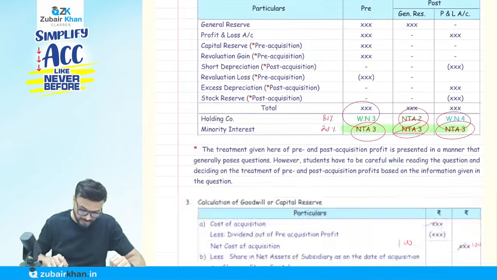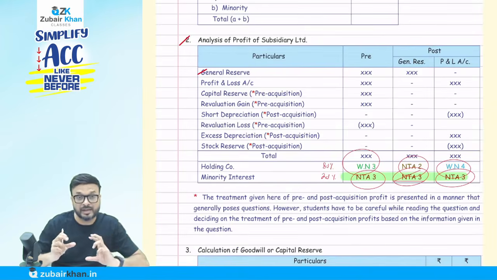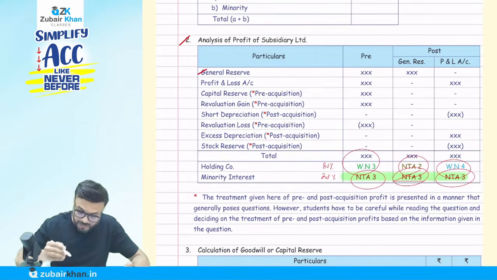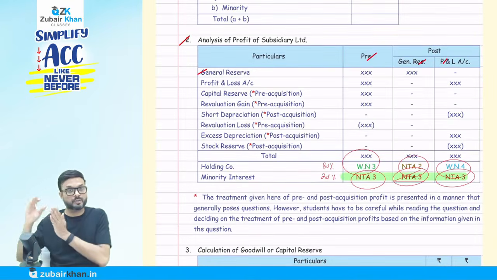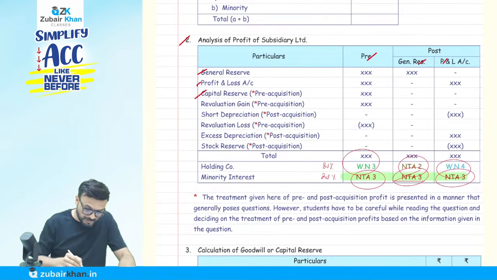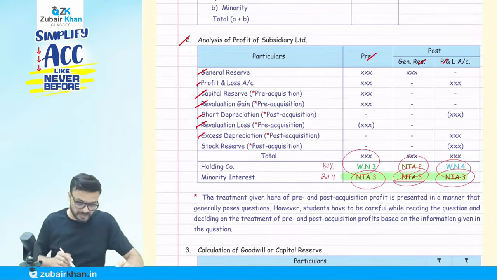Now the analysis part. General reserve, pre and post. But remember, if any general reserve addition or subtraction happens in the post-acquisition part, we make a separate column as general reserve, because general reserve total will go in general reserve, and P&L total will go in P&L. Capital reserve pre-acquisition, revaluation gain, short depreciation, revaluation loss, excess. Stock is the one point not yet come. It will come, let me explain. It will come in addition. I will discuss with you.